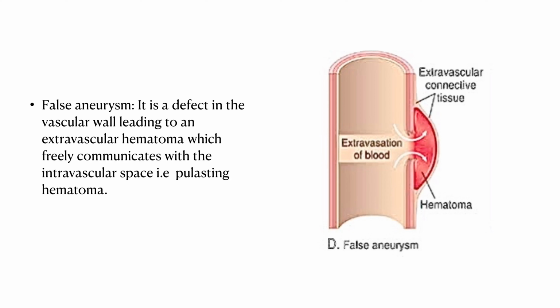False aneurysm. It's a defect in the vascular wall leading to an extravascular hematoma which freely communicates with the intravascular space, thus forming a pulsatile hematoma. Basically, it means the blood is moving out of the blood vessels into the interstitial space, and the movement is only prevented by extravascular connective tissue or the perivascular soft tissue, thus forming a hematoma. Now, why pulsatile? Pulsatile because the hematoma shows pulsatile movements because of the pressure changes from systolic to diastolic.